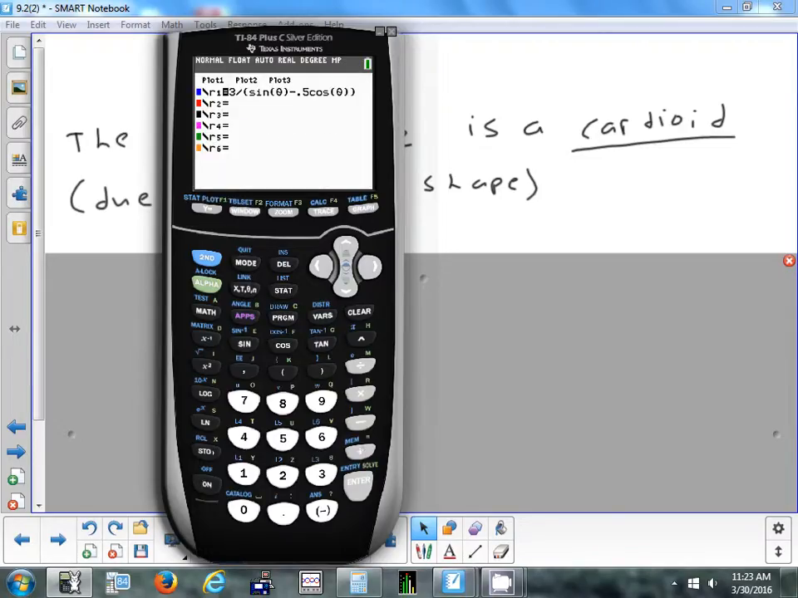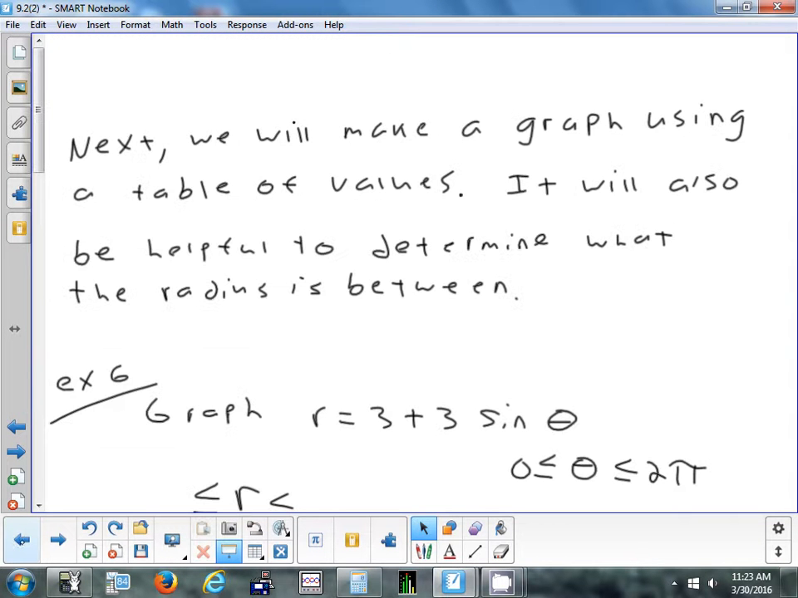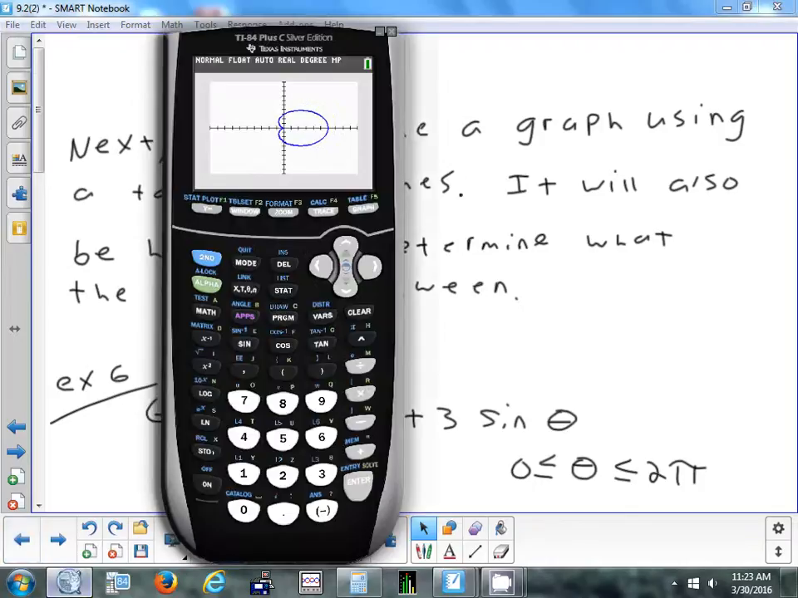So we've got 3, oops, let's clear that. 3 plus 3 cosine theta. What did I type in? Oh, 3 plus 3. Well, that's actually a good mistake I made. Notice what happened when I put in cosine accidentally instead of sine. My window's a little distorted, but what did it do to the heart shape? It rotated it. So if you accidentally put in sine instead of cosine, it will rotate it.